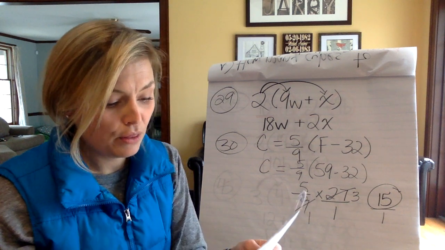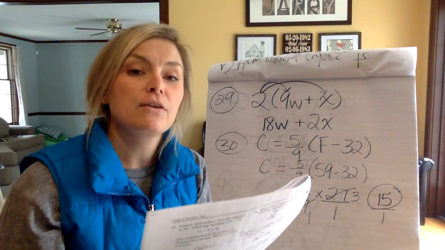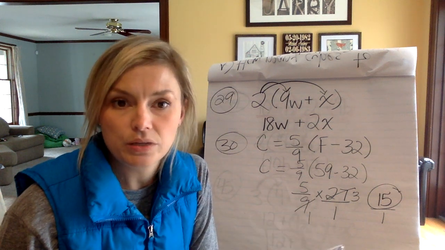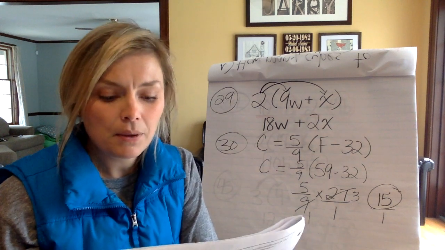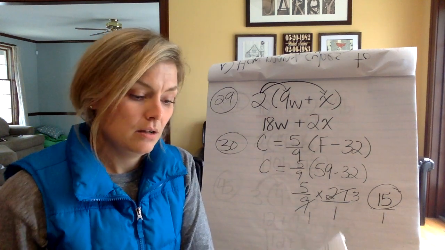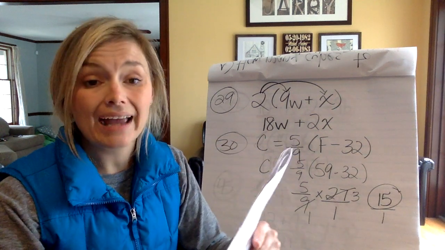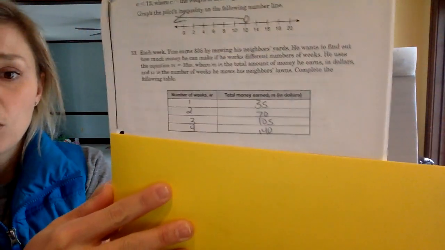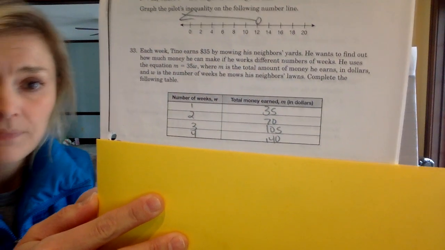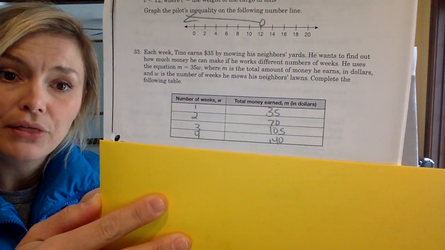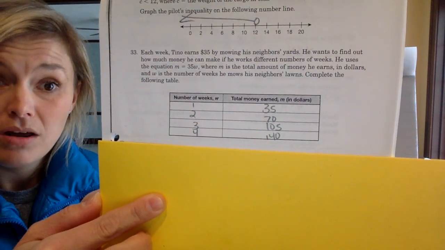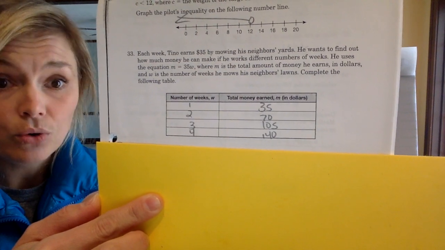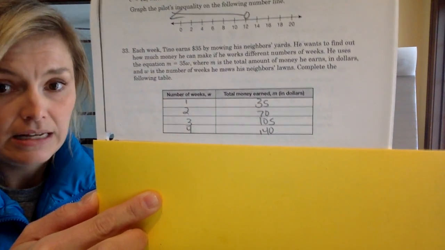In number 33, he's earning money for mowing lawns each week. $35 a week is the expression that's given to you. You needed to fill in this table. You can pick any values you want to go in for number of weeks. I kept it simple and I just stuck it as 1 week, 2 weeks, 3 weeks, 4 weeks. Then what you want to do here is multiply by 35 each and every time. So if you didn't pick 1, 2, 3, 4, you just take whatever number of weeks you chose and multiply it by 35 to get the value on the right-hand side of M, money.